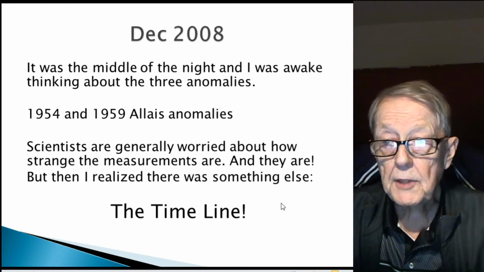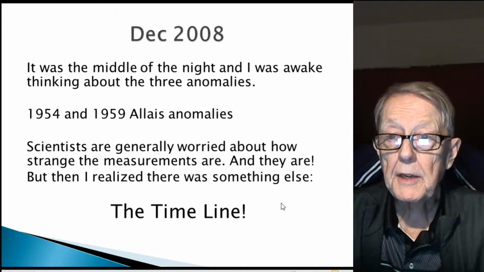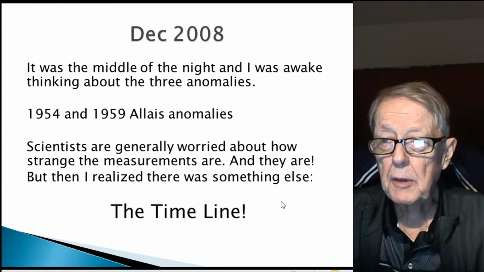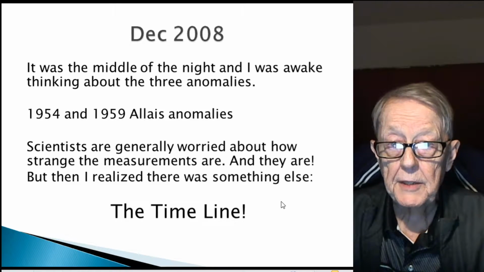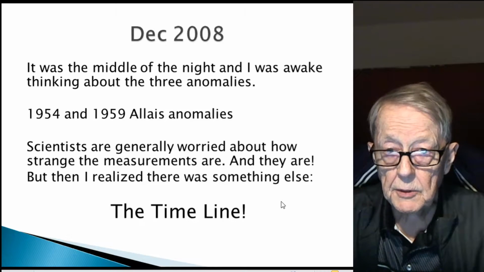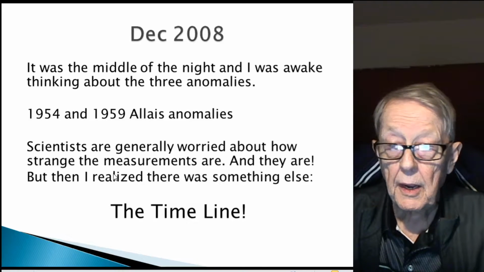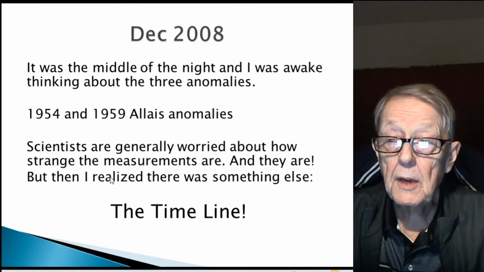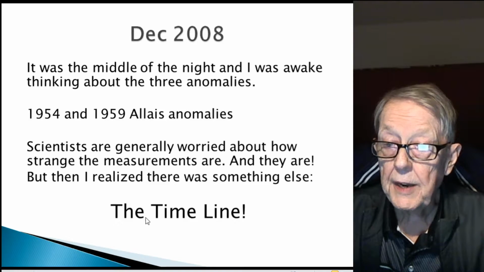Then in 2008, I am involved with gravity. I've done the experiment with David and so on. It was the middle of the night, and I was awake thinking about the 3 anomalies. Today I'm going to briefly talk about the LA anomalies that happened in 1954 and 1959. In general, scientists were worried about how strange they were. And they are strange. You would not have expected this to happen. But then I realized, thinking about them, that there's something else there that people are ignoring, and it's the timeline.